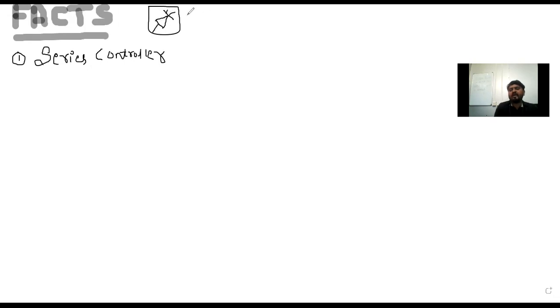Okay, this is the FACTS controller symbol here now. In a series controller, suppose one bus is there. I will take one line here, and that line connects to the load. Somewhere in series with the line, I will connect the FACTS controller. I will connect the FACTS controller in series with the transmission line.